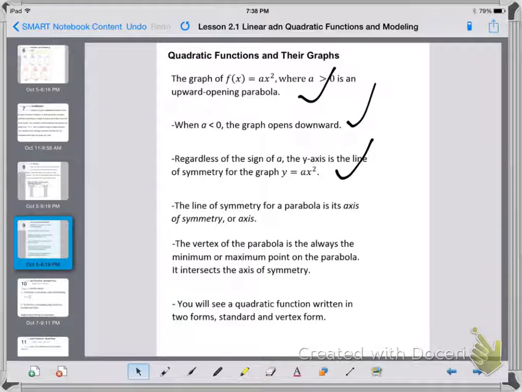Now in your homework it'll ask you to find the axis. That's just another term for the axis of symmetry. The vertex of the parabola is always the minimum or maximum point on the parabola. It intersects the axis of symmetry. Alright, and then there are two ways in which we can write a quadratic function. From Algebra 2, you know that one way is in standard form, and the other way is in vertex form.